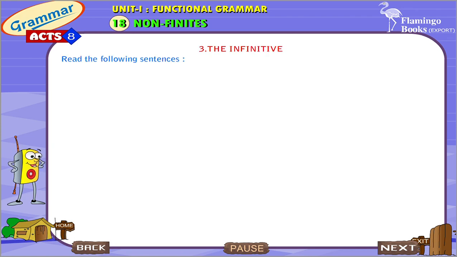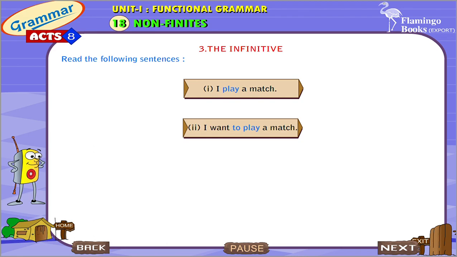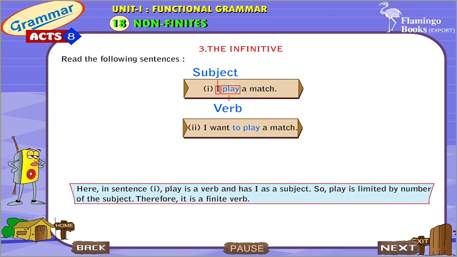The infinitive. Read the following sentences. I play a match. I want to play a match. Here in sentence 1, play is a verb and has I as a subject. So, play is limited by the number of the subject. Therefore, it is a finite verb.